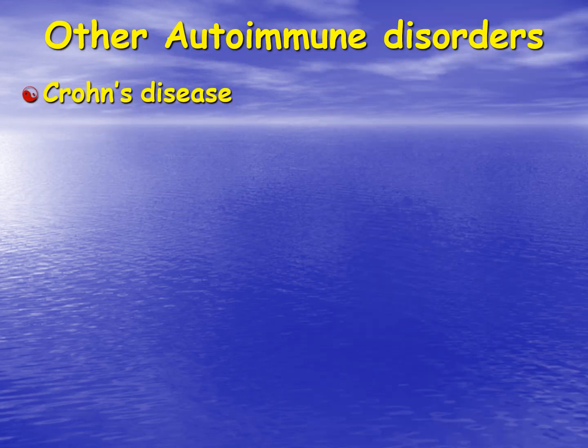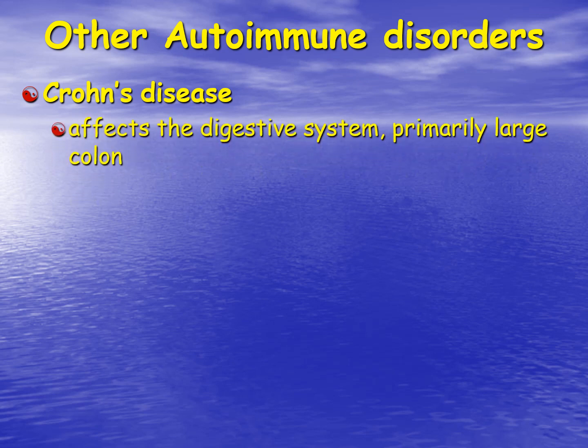Crohn's disease. You've probably heard of Crohn's disease. This actually affects the digestive system and most prominently the large intestine, where it forms a severe colitis. Food can aggravate Crohn's disease, but this is primarily an autoimmune disease.